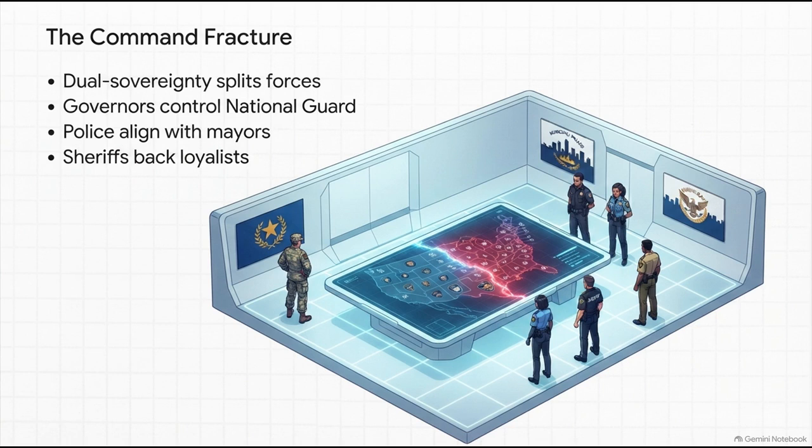Within the states themselves, command fractures even further. You'd have urban municipal police co-opted by city executives, while rural county sheriffs structurally aligned with constitutional loyalists. This isn't just bureaucratic red tape. We're talking about heavily armed entities operating under completely contradictory legal orders. Ultimately, the framework assigns a decisive tactical overmatch to the loyalist interior.